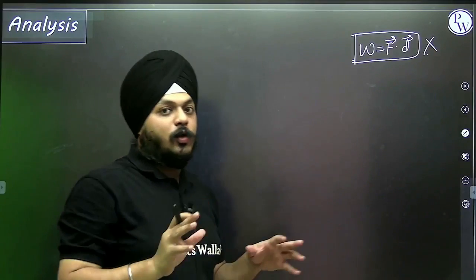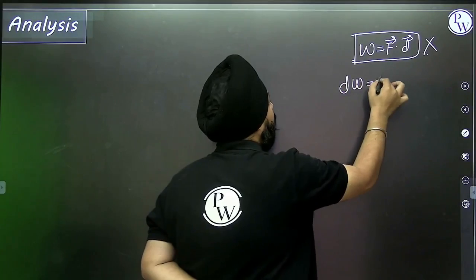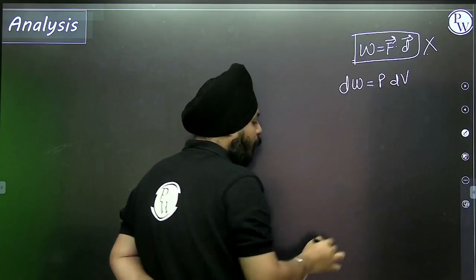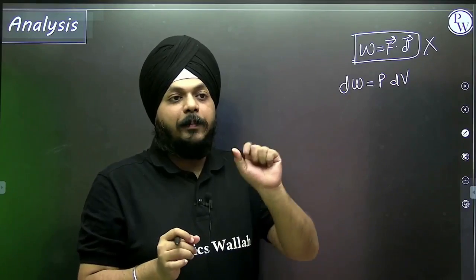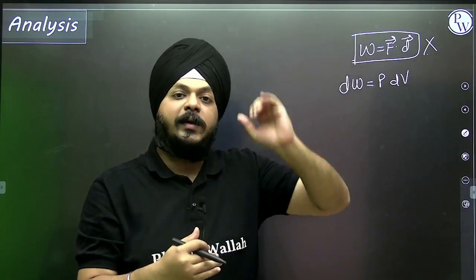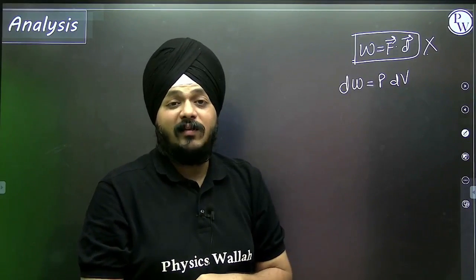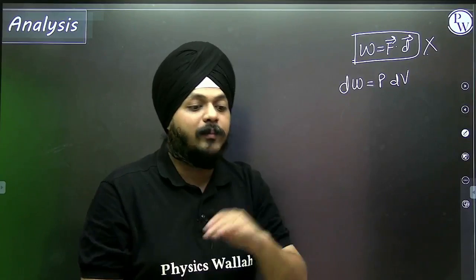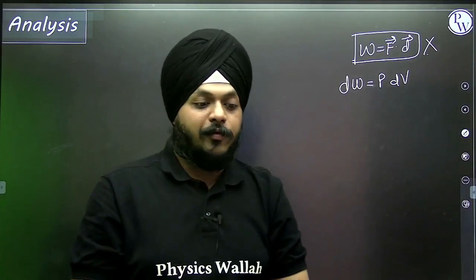Here, the force is not constant, so I am defining it as dW is equal to PdV. Why is the force not constant? I can't say that if the pressure changes to some value X within 2 minutes, then in the next 2 minutes the pressure will change by the same value of X. No. The changes are not uniform. Neither the change in pressure nor the change in volume is uniform.